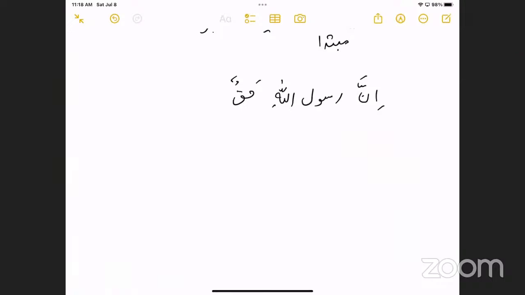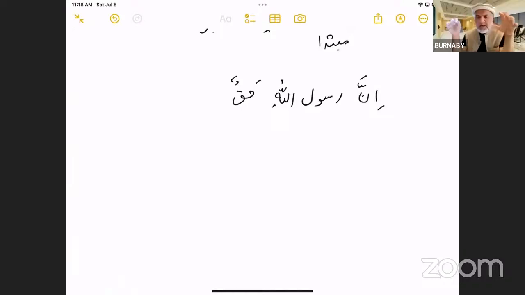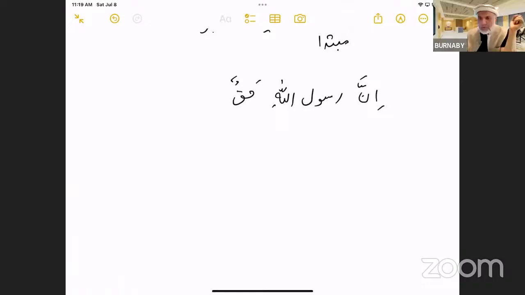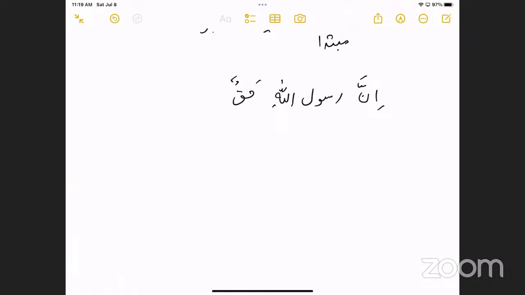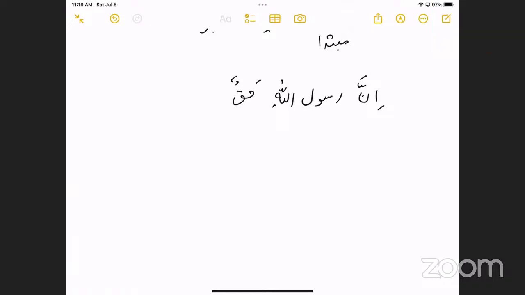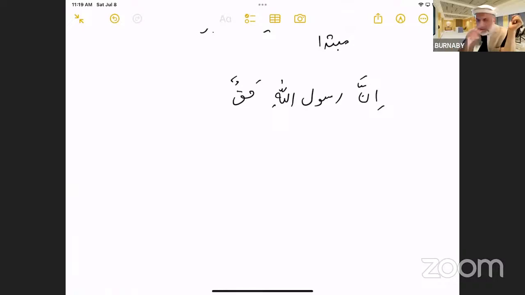I added inna. Indeed. Now we're going back to our concept of creating emphasis by adding inna. When we add inna, what happens to our mubtada? It becomes ismu inna. But does the status change? Yes. The status changed to what?